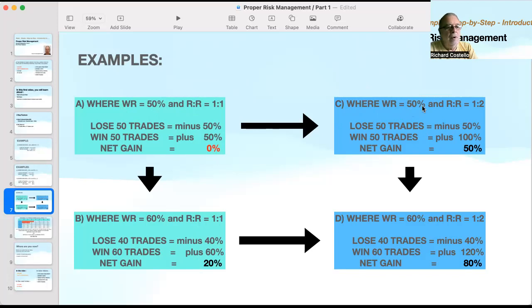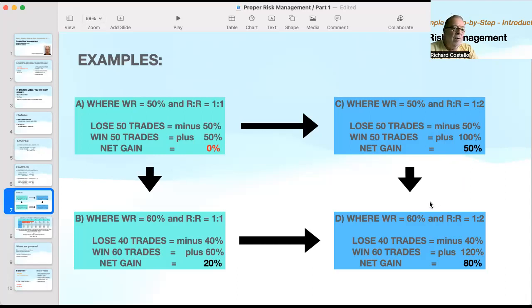However, if you make some further increases, and where your win rate is 50% in both those examples, but you've increased your risk to reward to 1:2, therefore you're losing 50 trades, so you're minus 50%. You're winning 50 trades, but that gives you plus 100% because your reward is 2 times the risk. So that gives you a net gain of 50%.